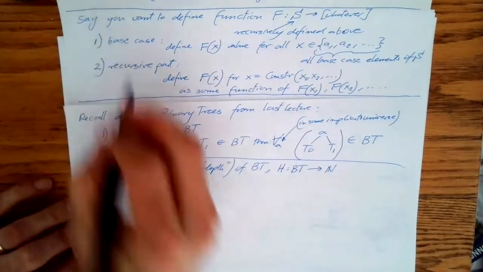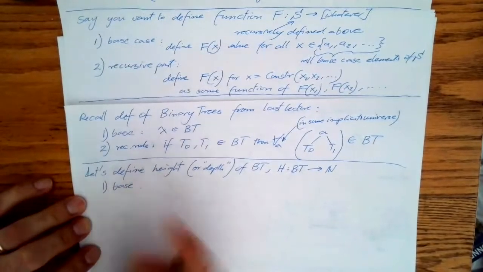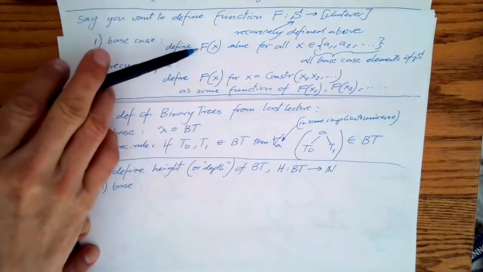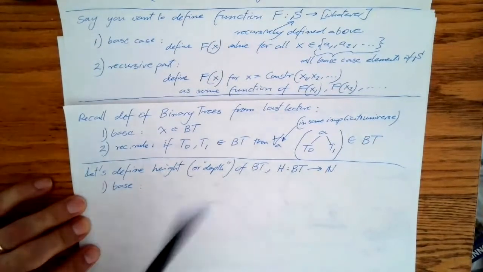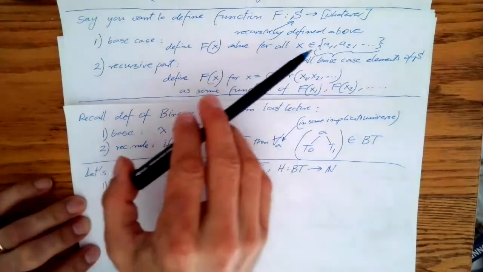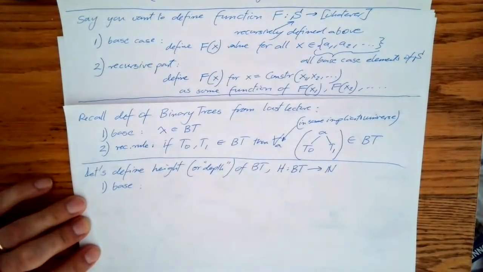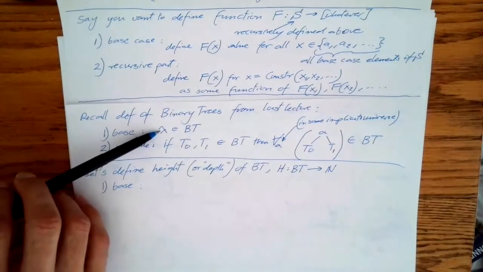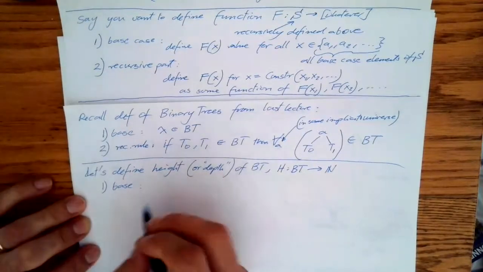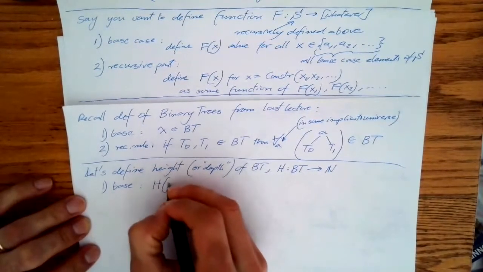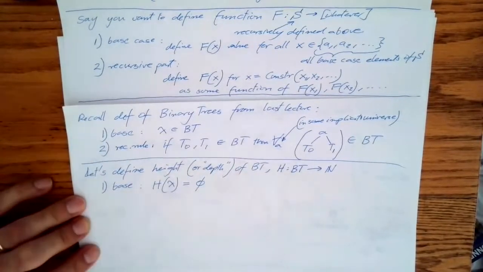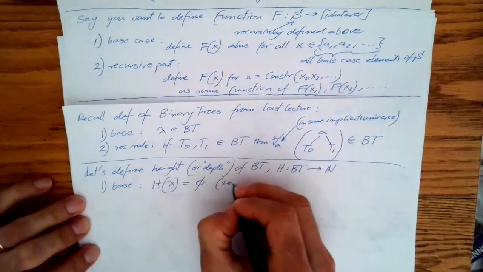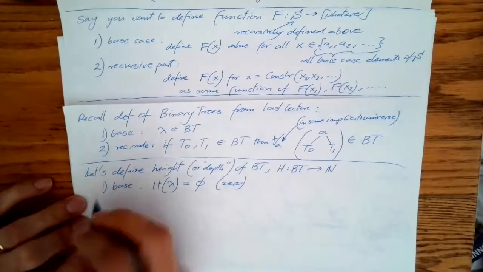So base case, I have to define the function. Here, the capital F in my case is now this h for height. So I have to declare it for all elements which are inserted into the BT set by the base case. That's very simple. There is only one such thing: the empty string. And I will not surprise you by declaring that an empty string has height 0.